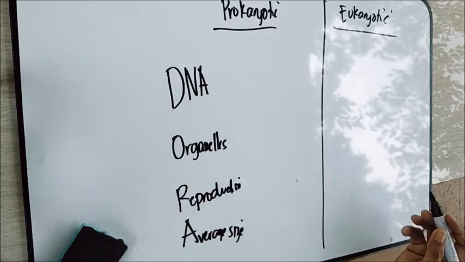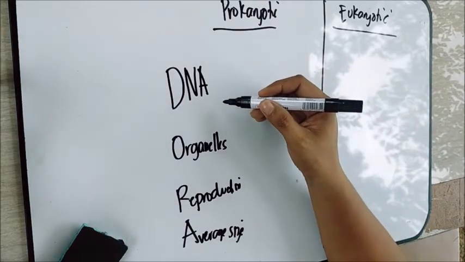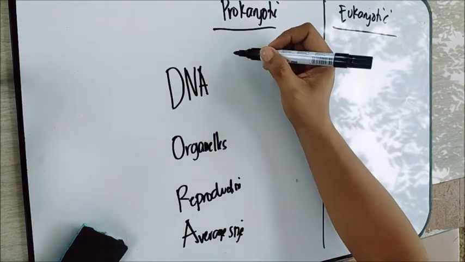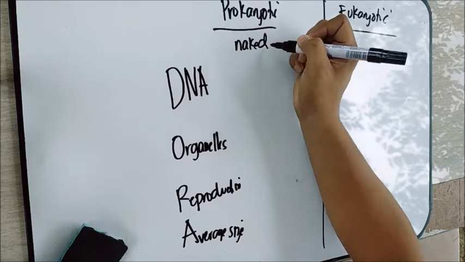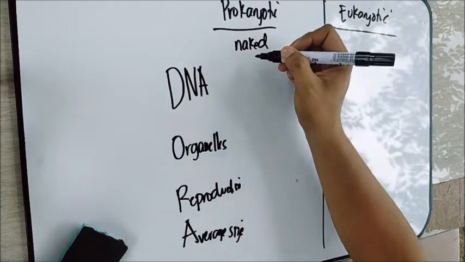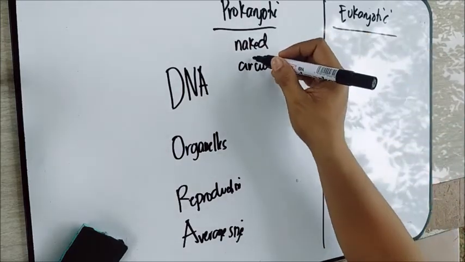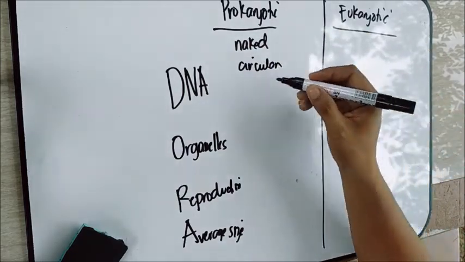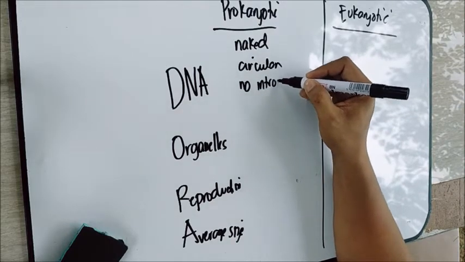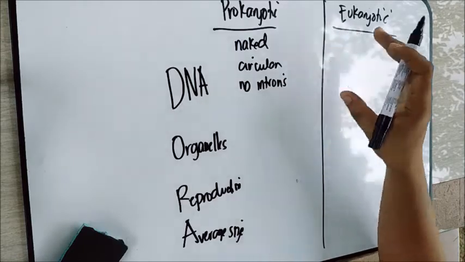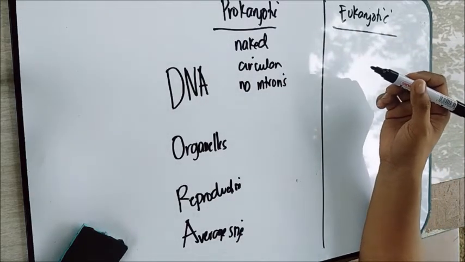Now, let's look into the DNA of the prokaryotic cell. The DNA of the prokaryotic cell is actually naked. What else? It is circular in structure. And it doesn't have introns, or there are no introns in the DNA of our prokaryotic cell.